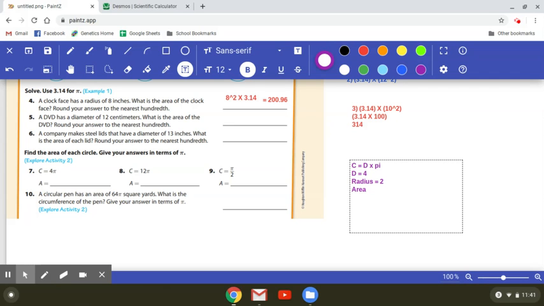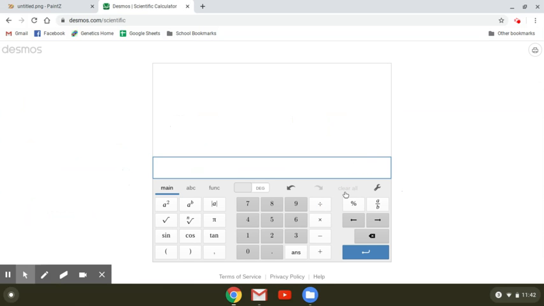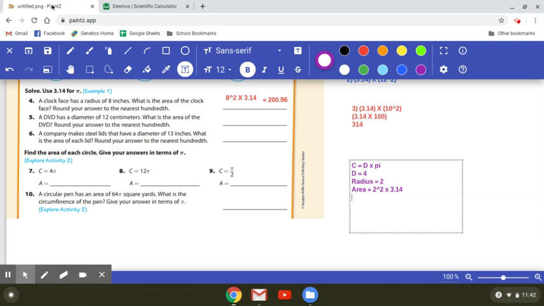So then our area is going to be equal to 2 squared times 3.14. Go to my calculator. 2 squared is 4, not surprisingly. And then we're going to multiply that by 3.14. And we get 12.56. So the question was, what's our area? 12.56. All right, let's do number 9, because number 12 I bet you can handle because it's just like that.